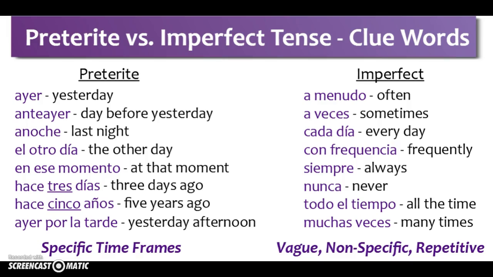Your preterite clues: ayer, anteayer, anoche, el otro día, en ese momento, hace 3 días as an example, hace 5 años, ayer por la tarde. And imperfect clues: a menudo, a veces, cada día, con frecuencia, siempre, nunca, todo el tiempo, muchas veces.